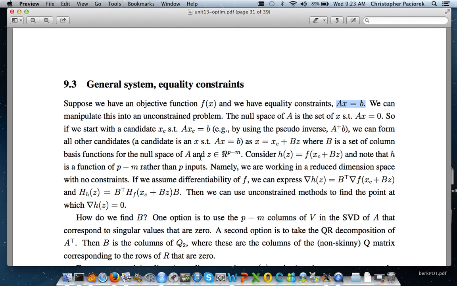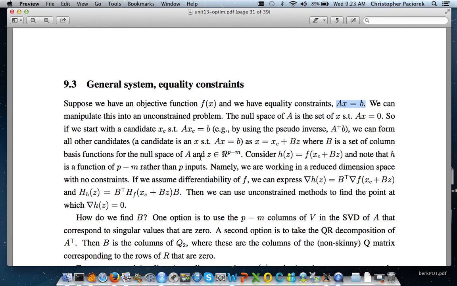I'm going to reparameterize it in terms of Bz, and so the basic idea here is I have some candidate x_c, and I know that any feasible x is going to be my original starting point or candidate point x_c plus Bz, for any unconstrained vector z. So the idea is I reparameterize such that B is going to be basically a set of basis functions that parameterize this thing called the null space of A. So how can I do that?